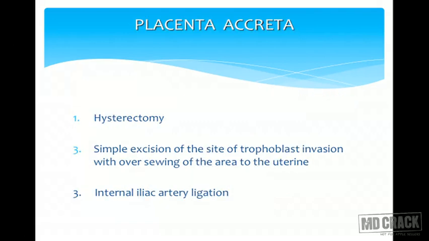In placenta accreta, we cannot separate the placenta because here the trophoblast has invaded the myometrium. So in that case, if the patient has completed family, hysterectomy would be the treatment of choice. Some people mention simple excision of the site of the trophoblast invasion, but there are not many studies available on this. We can either do internal iliac ligation or simply cut the cord as close as possible and leave the placenta inside the uterine cavity, and later on we can give methotrexate to the patient.